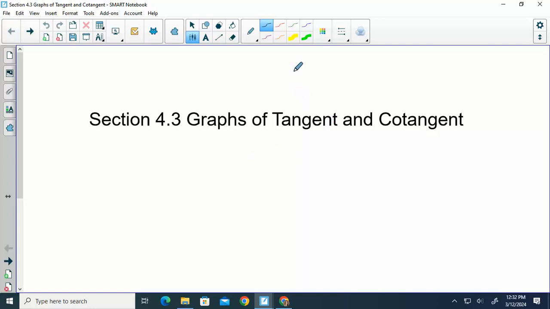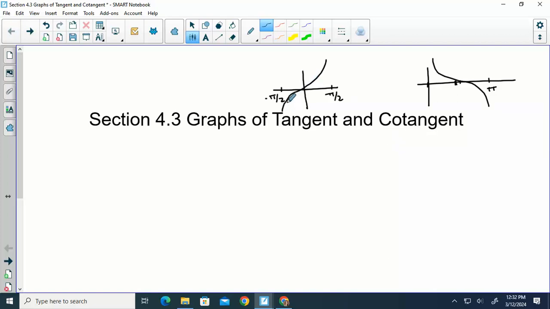Quick refresh: tangent, when we graphed it, we went from negative pi over 2 to positive pi over 2. And with cotangent, we went from 0 to pi. The reason being we wanted a full, complete cycle with an asymptote in the middle. Tangent was increasing, it looked like this. Cotangent was decreasing, it looked like this.